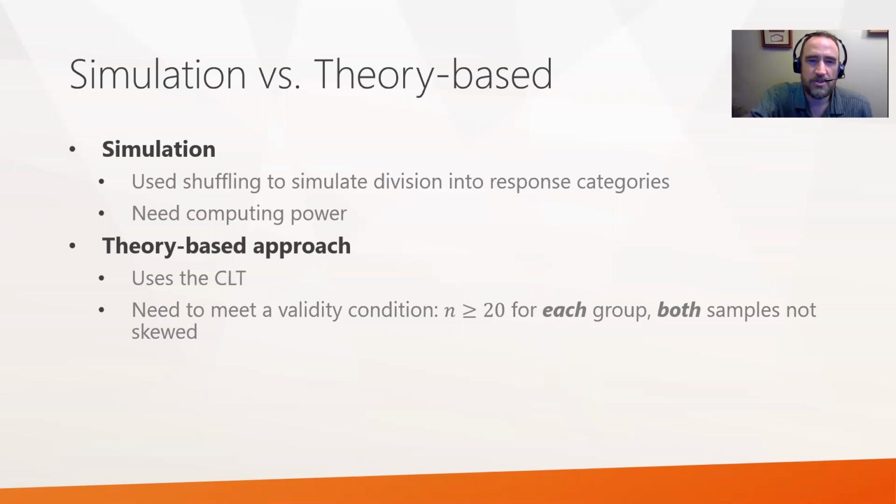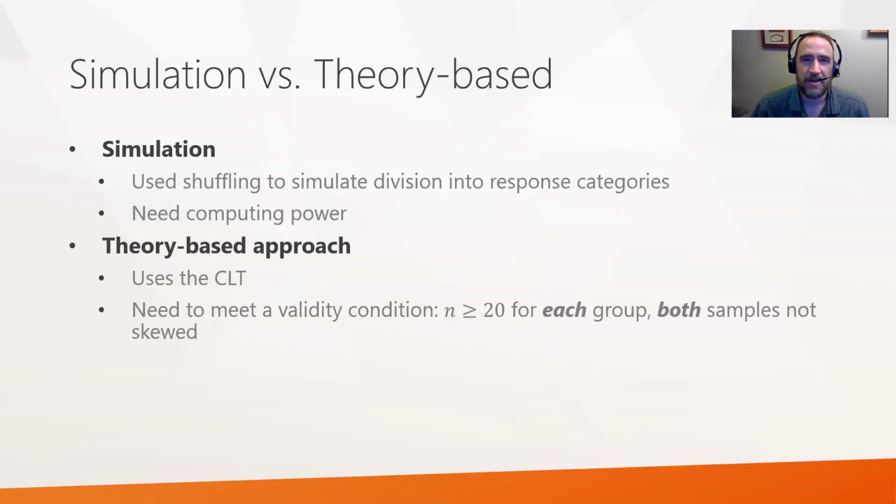The theory-based approach uses the central limit theorem. So it's the same theorem we've looked at all along, and so it gives us the same kind of information. It basically predicts what the simulation would tell us should happen with the null hypothesis. We do need to meet a validity condition, and this is our fourth validity condition. So you've got to know what scenario you're in and match the appropriate validity condition.